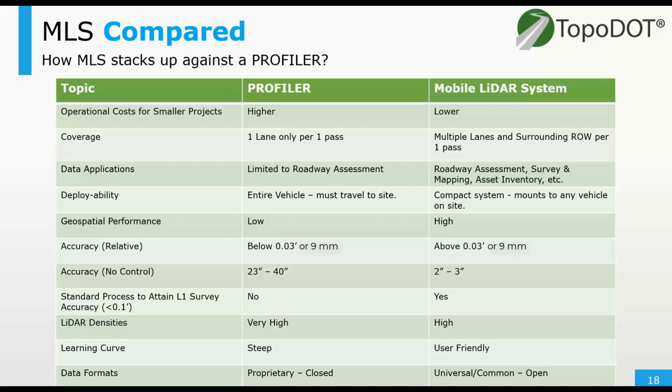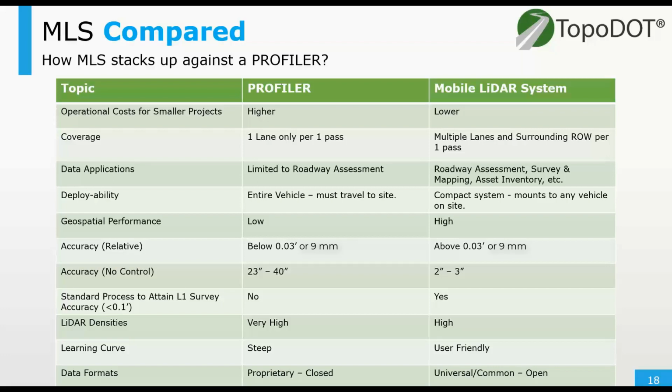The deployability of these, I mentioned earlier, for the profilers, it's the entire vehicle. So you've got to get that vehicle to the site. You can't just ship a compact system like the mobile unit and mount it on the vehicle that's there. Geospatially, the mobile LiDAR system is going to be performing higher. The accuracies are close, but the profilers are going to be able to go below 300ths of a foot. Mobile LiDAR is typically above that.